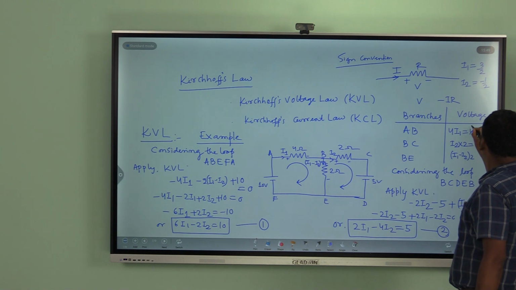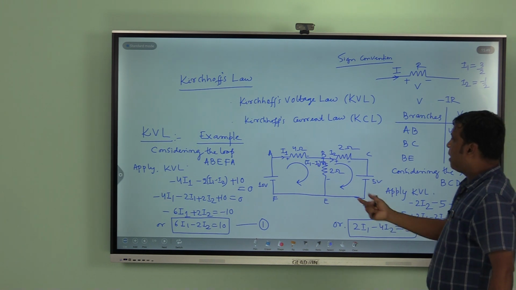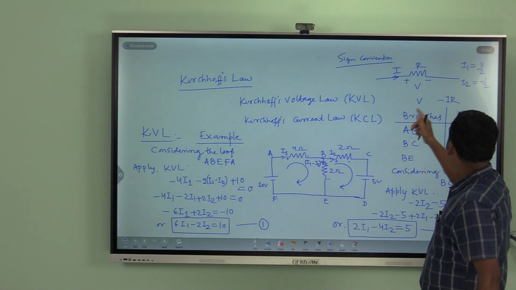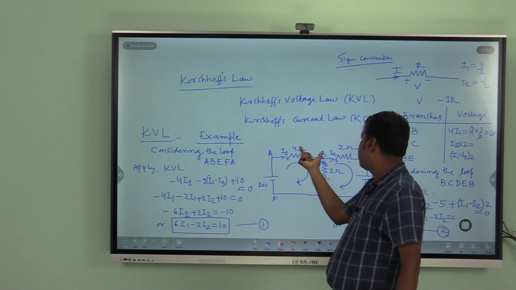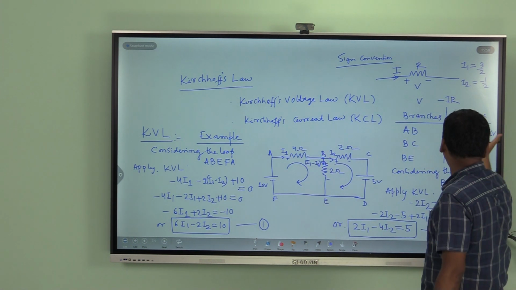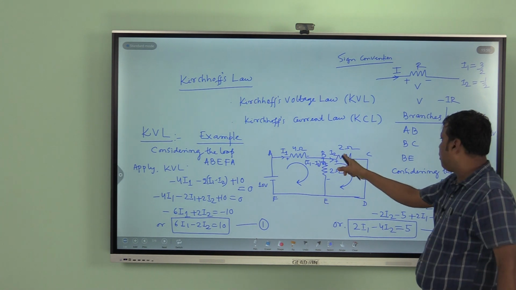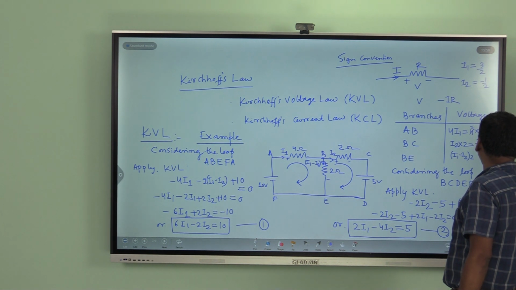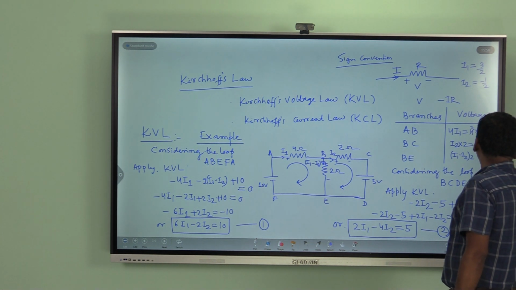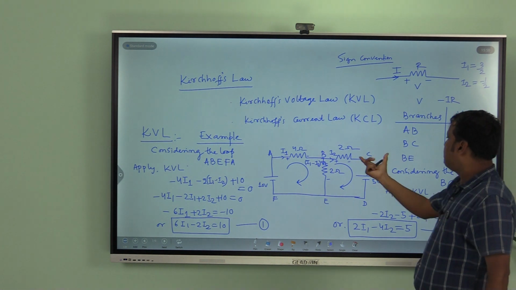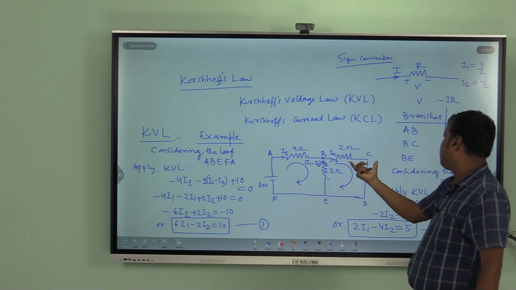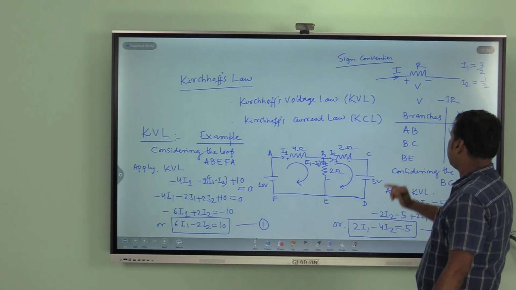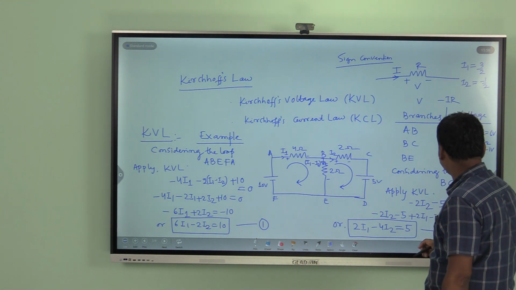The value will be 6 volt. So, in branch AB, the drop is 6 volt and the current I1 is 3 by 2, that is 1.5 ampere, flowing through this branch. Similarly, for BC, I2 into 2, I2 is minus 1 by 2, so minus 1 by 2 into 2 will be minus 1 volt. So, in branch BC, the voltage is minus 1 volt and the current flowing through BC is I2, that is minus 1 by 2 ampere or minus 0.5 ampere.